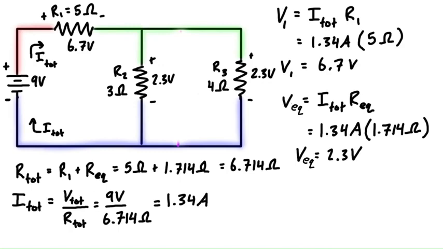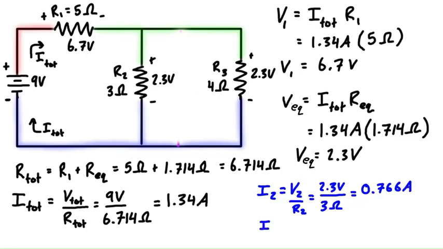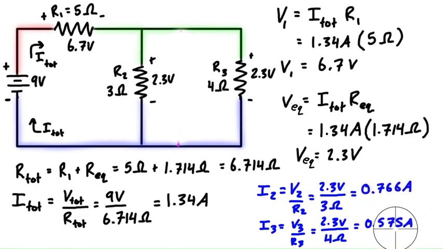But the last thing that we can solve with this circuit is we can find the currents flowing through all of the resistors. So the current flowing through resistor 1 is just equal to I total, which is 1.34 amps. And then we can solve really easily using Ohm's law again, just rearranging for current to find the current flowing through resistor 2 to be 0.766 amps and the current flowing through resistor 3 to be 0.575 amps. And you'll notice if you just add 0.766 plus 0.575, that equals 1.34.